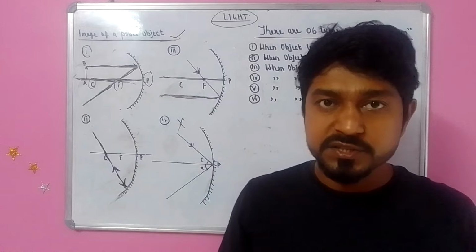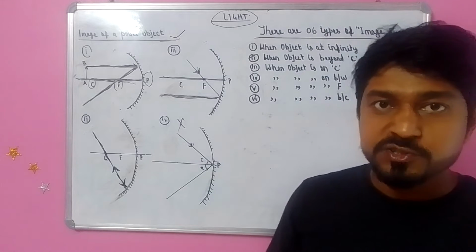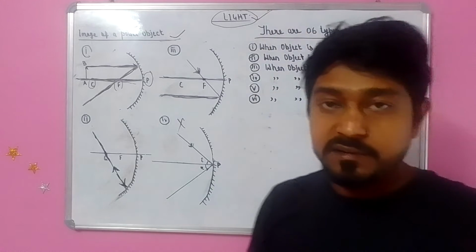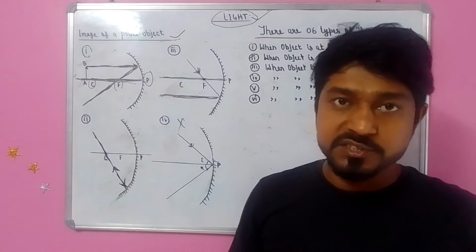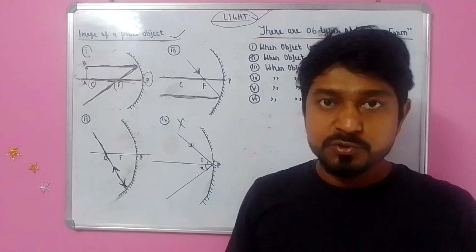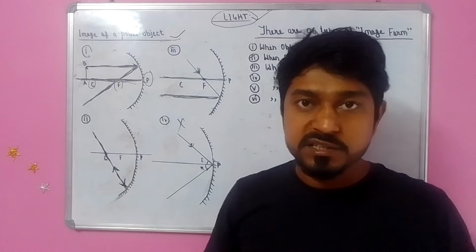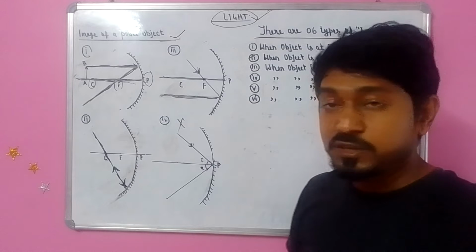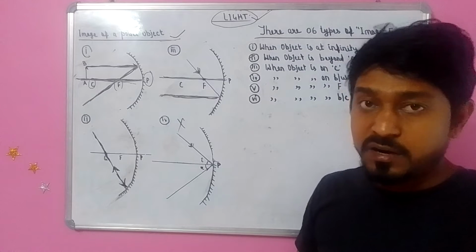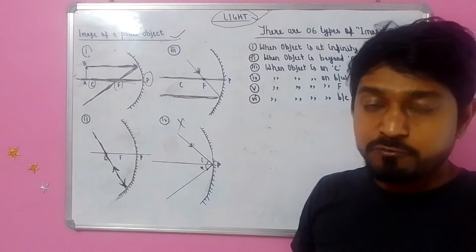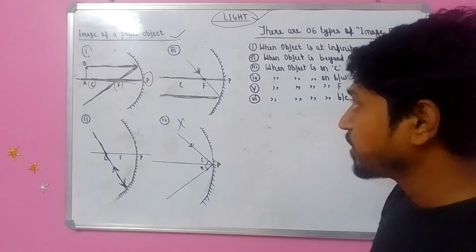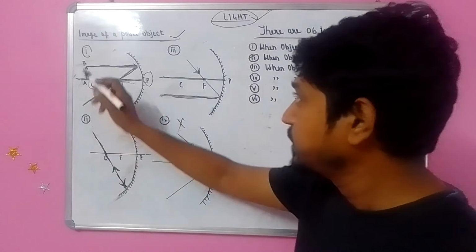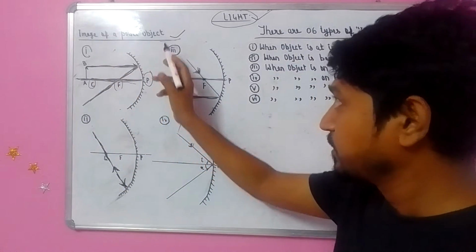Today we are going to discuss light. First of all, you will understand what light is. Light is the source of energy which allows us to see any object. In this chapter you are going to learn how to form an image. Before understanding the formation of image, you have to understand the image of a point object.